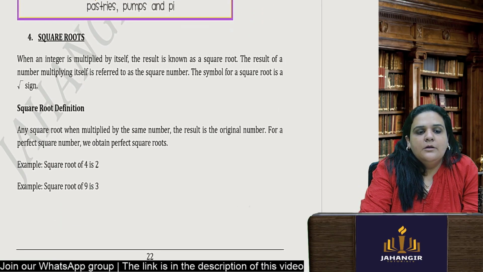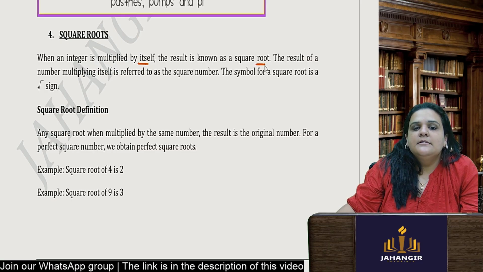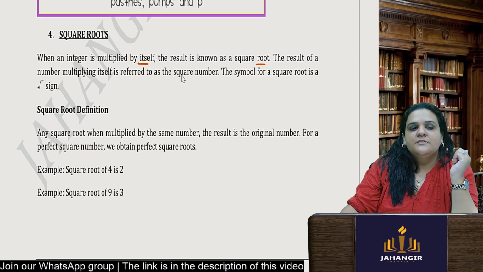Now, square root: whenever I am asking you to write a square root, when an integer is multiplied by itself, the result is known as the square number. That means the result of the number multiplying itself is referred to as the square number. The symbol for square root, we write it as this.